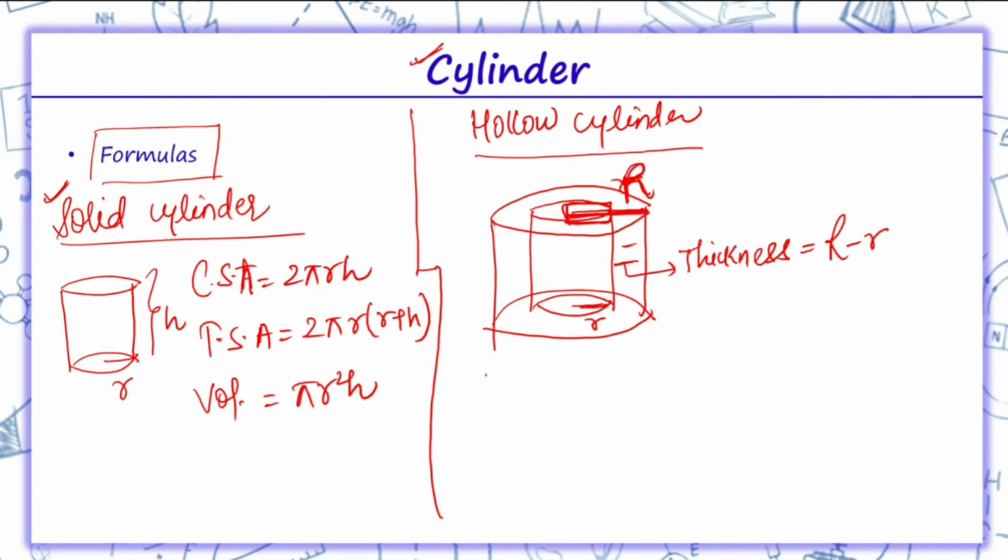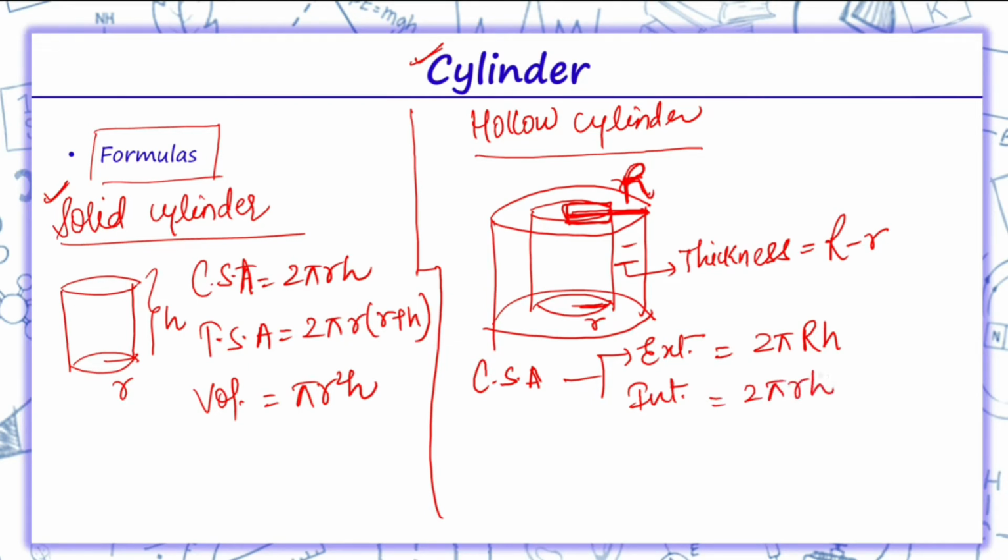Now coming on to the formulas. We have two curved surface areas over here. The one is external and the other one is internal curved surface area. So external is 2πRh and internal is 2πrh. Capital R is external radii, small r is internal radii.